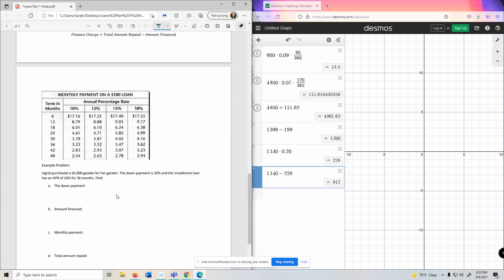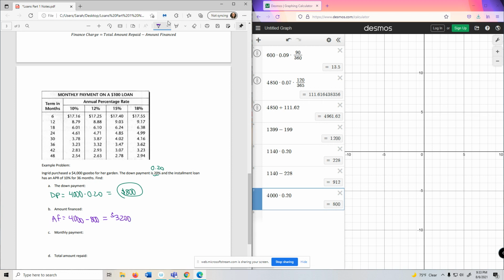First, we need to find the down payment. This is just like when we found the down payment in the last problem. It is the cash price, $4,000, times the percentage. 20% is the same as 0.20. You can do that in your head or with Desmos. Either way, you get $800. So it's an $800 down payment. The amount financed, just like before, is the cash price, $4,000, minus the down payment. $4,000 minus $800 is $3,200.